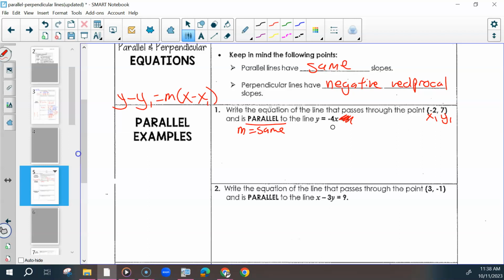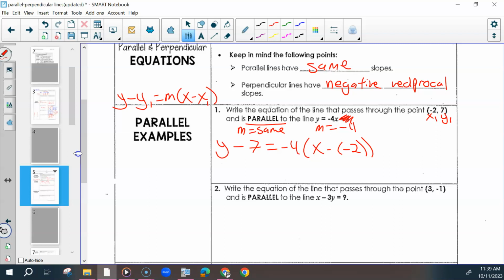If it has to be the same as this equation, what would our slope be? -4. So now we have our x1, our y1, our m, and we're going to put those into this equation. Y, remember the y and the x stay those, minus our y1, 7, equals our slope, -4, x minus our x1, -2. So we have our equation.